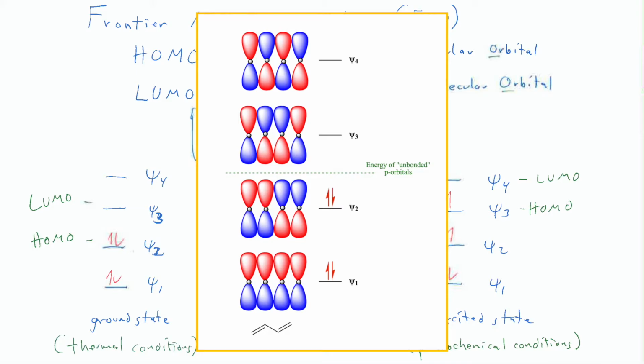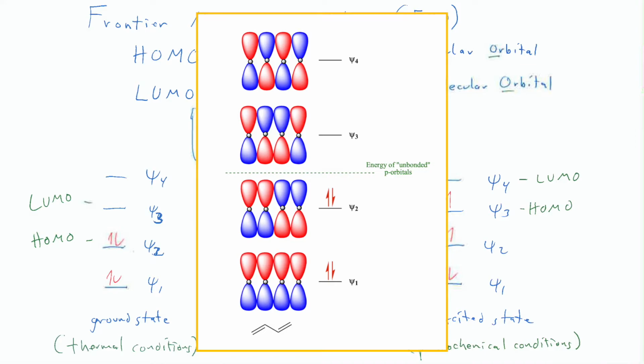You see how in psi1, each pair of adjacent carbons has an in-phase overlap of p orbitals, creating a bonding interaction. So we have 3 bonding interactions, and that's the most bonding interactions that this molecule can have with its p orbitals. And that means that psi1 has the lowest energy and is the most stable of these molecular orbitals.